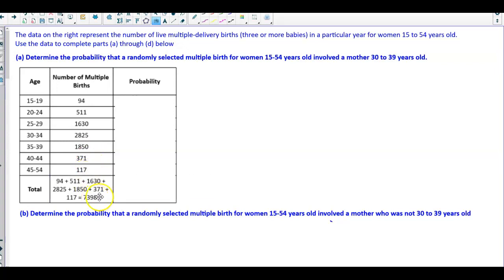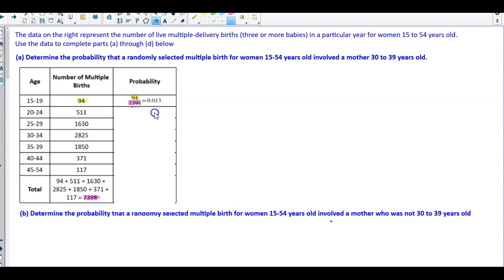When we add those together, we get the following total, which is 7,398. And then we have to find the probability of each. Remember that we find the probability by taking the frequency and dividing it by the total. We have to round each one of these to 3 decimal places.